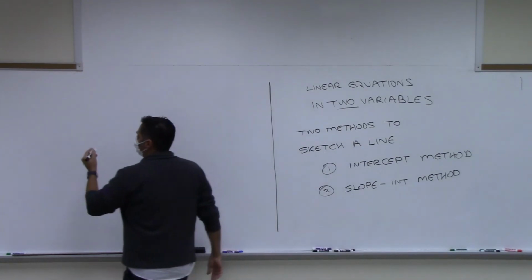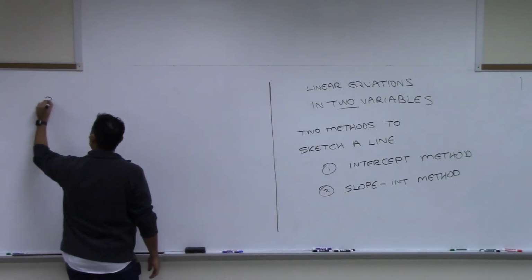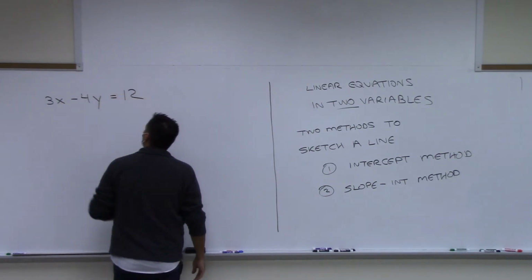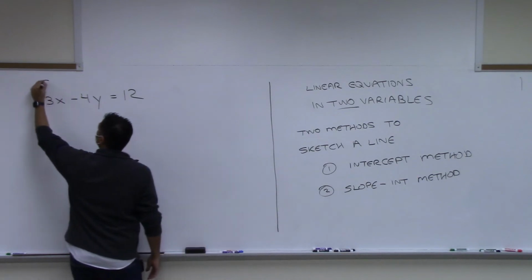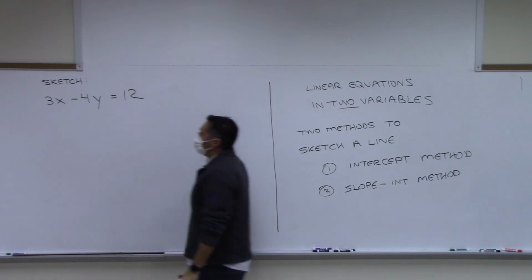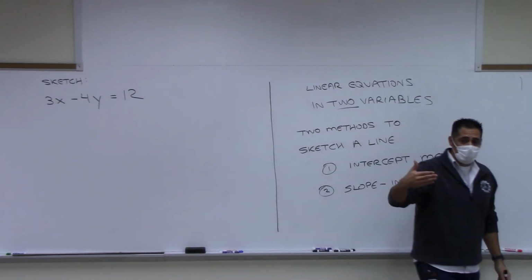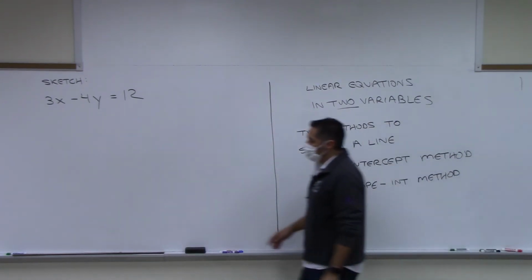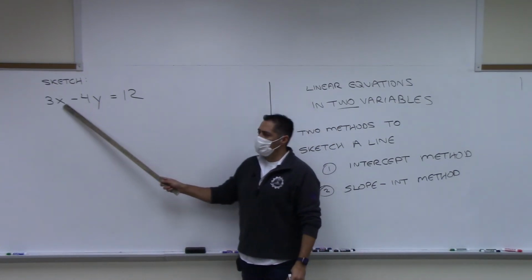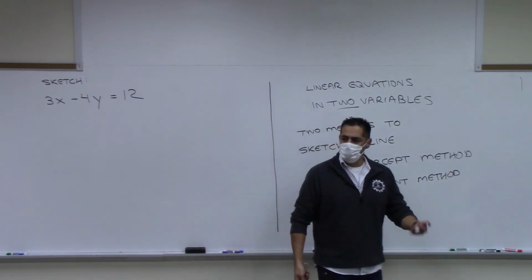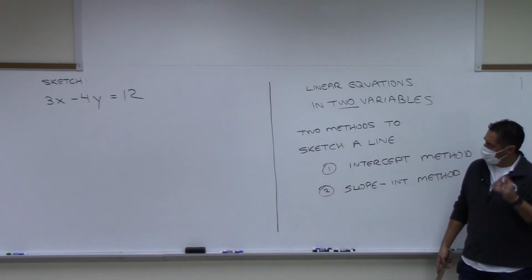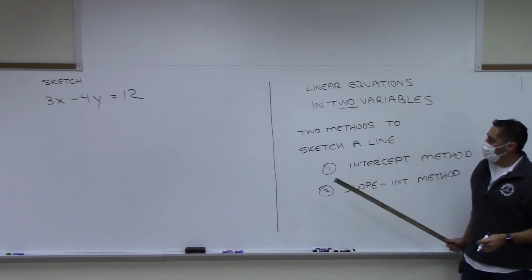So let me give you our first example. Let's do something like this. 3x minus 4y equals 12. And the instruction here is to sketch this line. So you look at this. First thing you have to look at and understand and notice is that it is an equation, right? 2 variables, linear. So you know that this is a line. You have to know that just by looking at that. Understand? So we're in this category, and now we're going to do the intercept method.